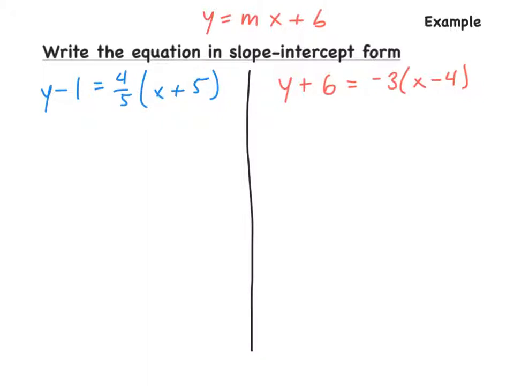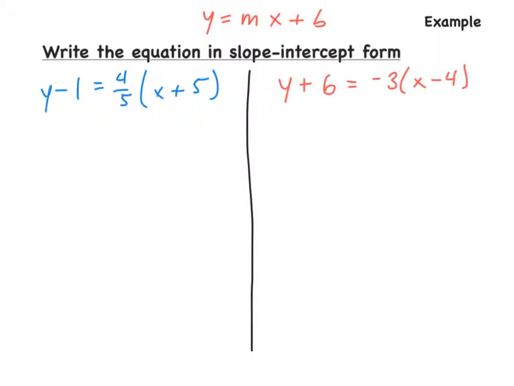Now what we're going to do is we are given the point-slope form, and we are going to write the equation in the slope-intercept form. So remember, slope-intercept form must be y equals mx plus b. M is the slope, b is the y-intercept. So I will do the first one, and then you'll pause the video and you'll do the second one.